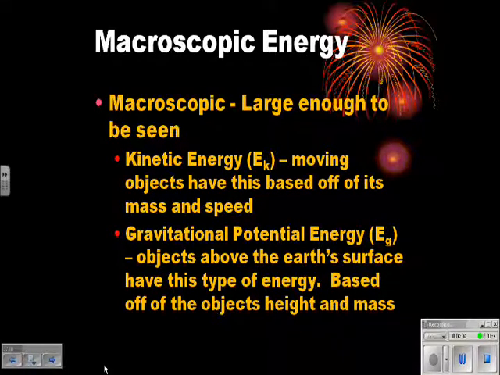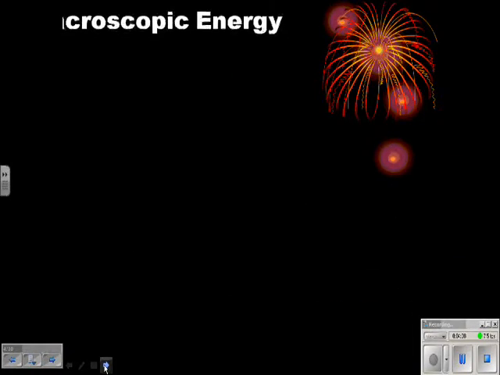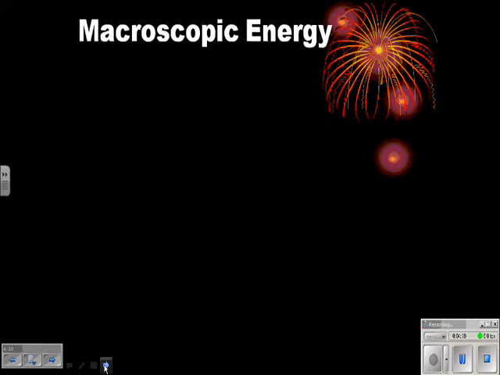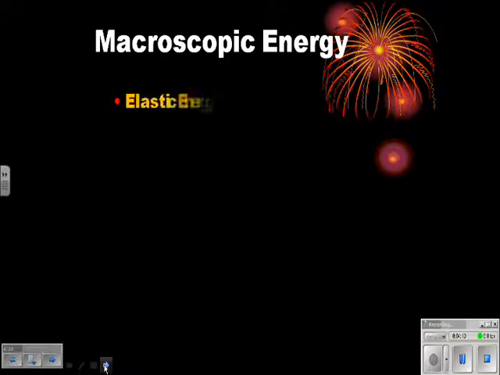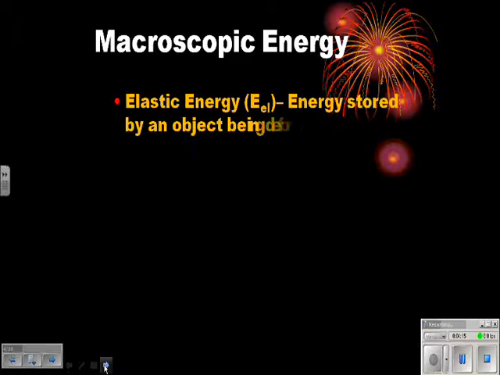So those are the first two types of macroscopic energy. We also have a third one that we haven't talked about. It's much more important and used a lot more in physics, and that's elastic energy.